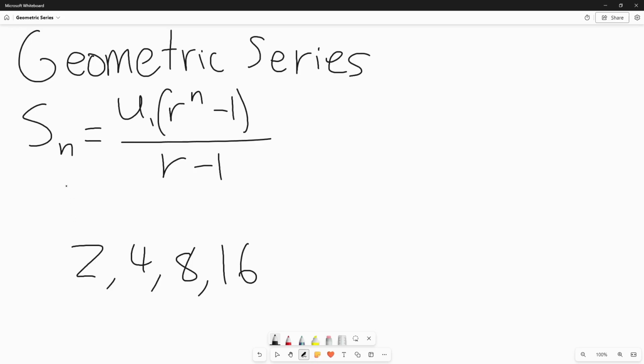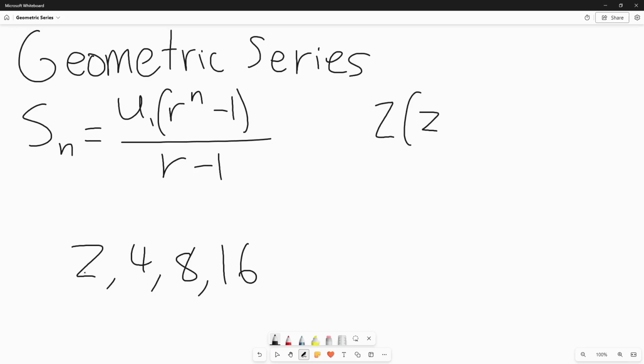So, U1, as we've discussed before in our arithmetic series video, is 2, because that's the first term. And R is going to be the ratio between each term. To find this, you can divide one term by the term before it. So let's just choose the term 8 and divide it by 4. 8 divided by 4 is 2. So R is going to be 2.